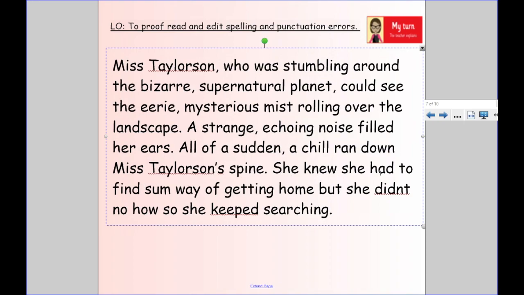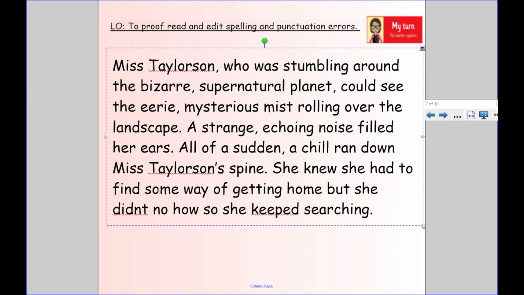She knew she had to find some way of getting home, but she didn't know how, so she keeps searching. Year 5, I think I've made quite a few mistakes in this sentence. I'm really going to have to use my growth mindset and my spelling rules that I know. I know that in some, it's spelt with an O and an E because it's a split digraph. S-O-M-E, some.